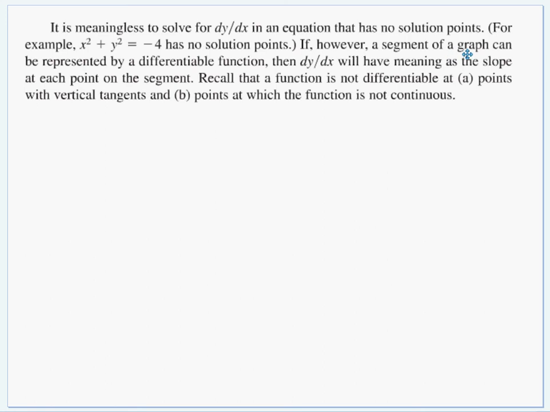If, however, a segment of the graph can be represented by a differentiable function, then dy dx will have meaning as the slope at each point on that segment. Recall that a function is not differentiable at A, points with vertical tangent lines, and B, points at which the function is not continuous.